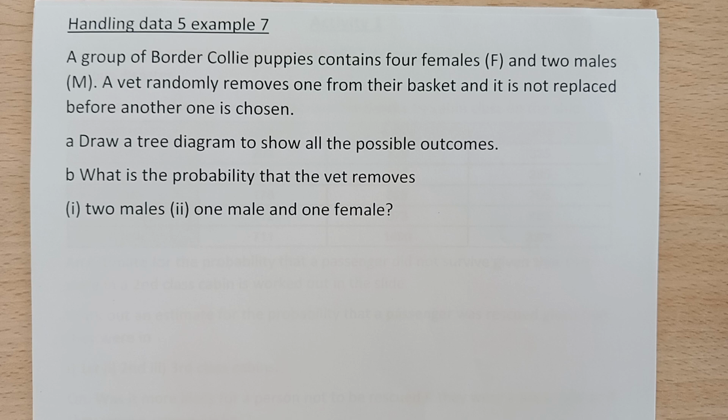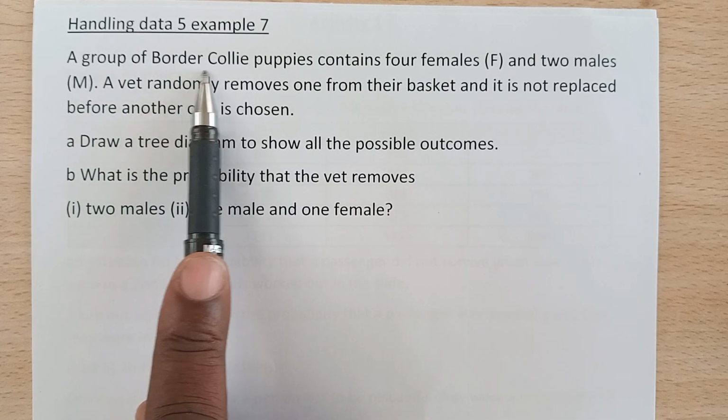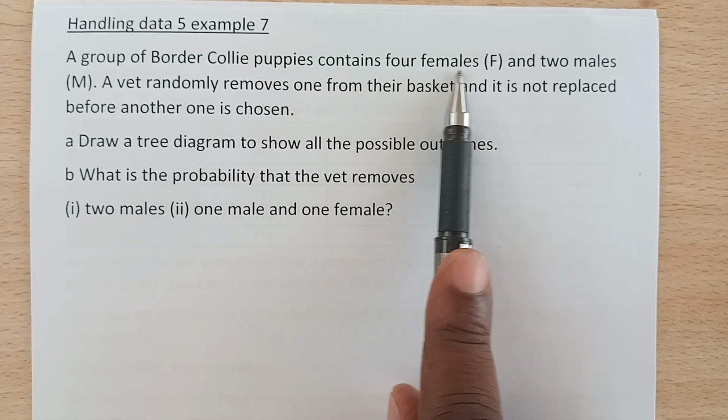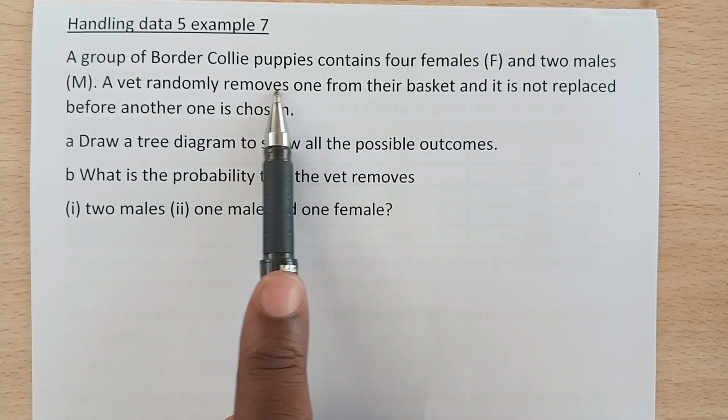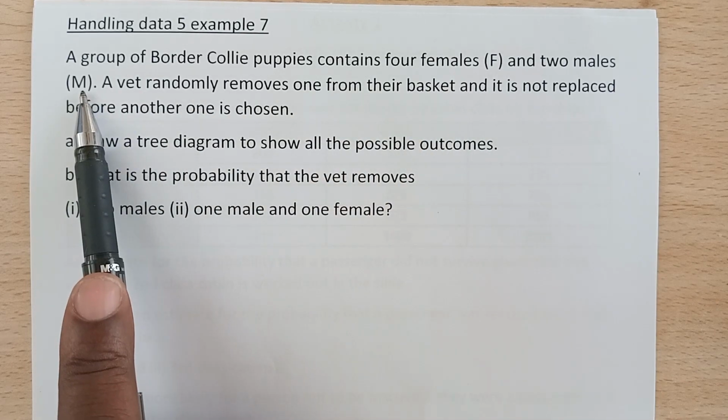In this video I want to explain example 7 in handling data 5, and it's still dealing with probability. We are told that a group of border collie puppies contained 4 female and 2 males. Female F and male M.